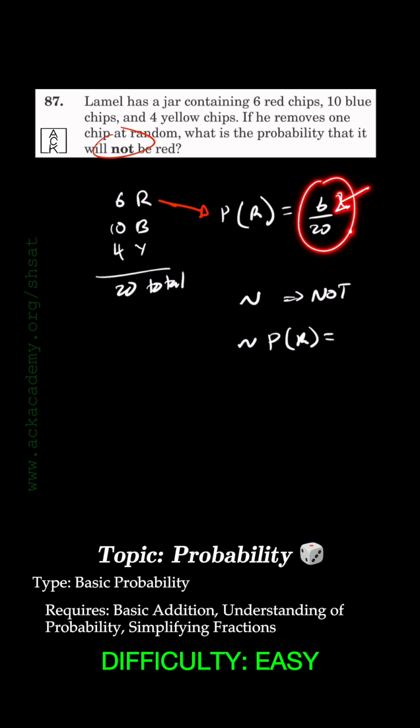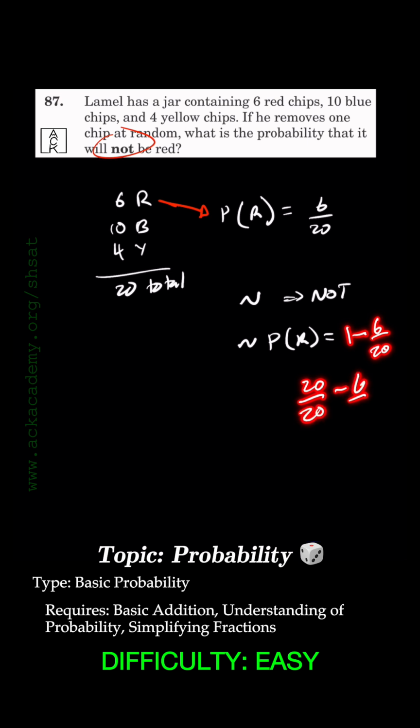So not picking red would be the same as saying 20 minus 6. You could also do this thing where it's like 1 minus 6 over 20, which is 20 over 20 minus 6 over 20, which is 14 over 20, which is the answer.